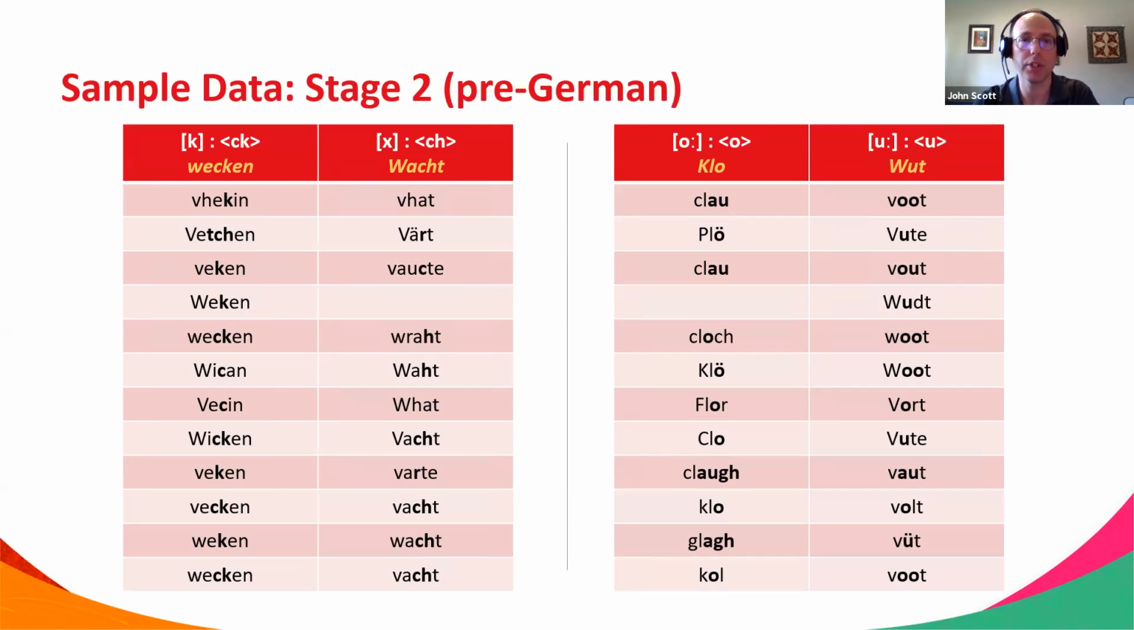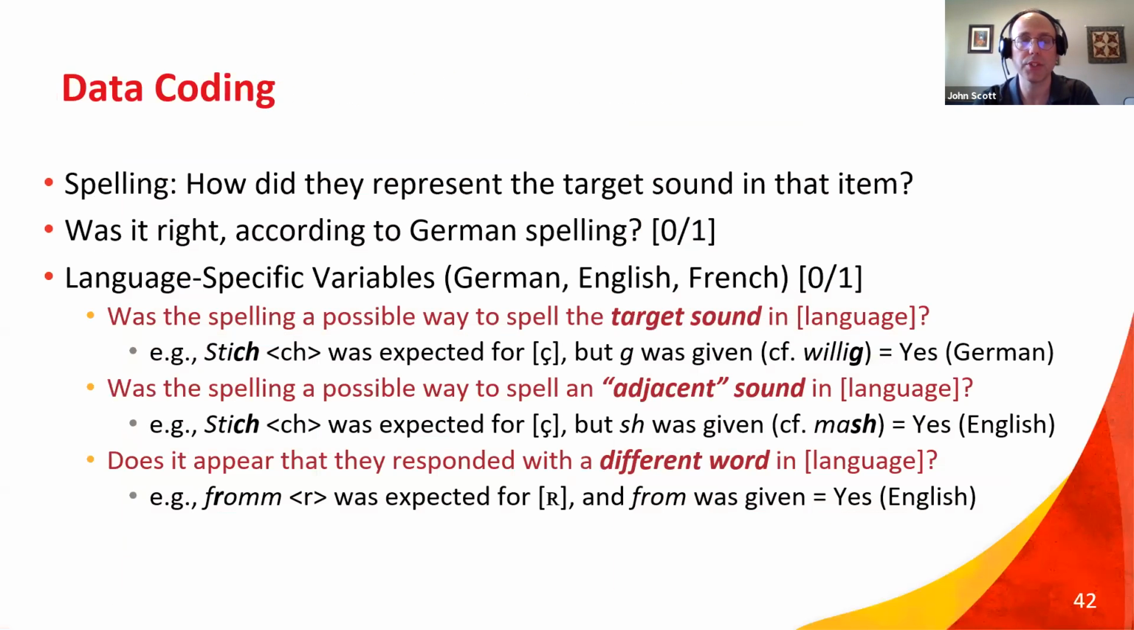And so then we coded the results based on a few questions. First, did they spell it right in German? We didn't expect high scores for this before they'd taken any German, but then we also coded each response for whether it was another way to spell that same sound in a given language. Is it a way to spell an adjacent or very similar sound in that language, or is it clear that they're just hearing a different word and writing that down instead? And we're still analyzing some of these results for English and French, but we've got them analyzed for the German.